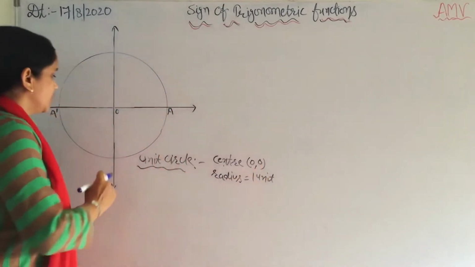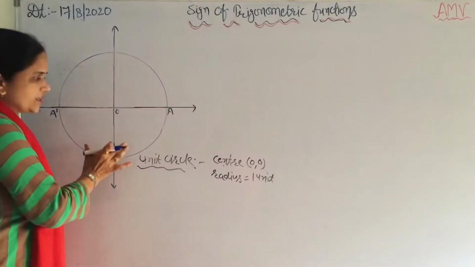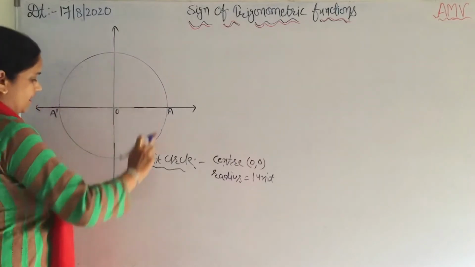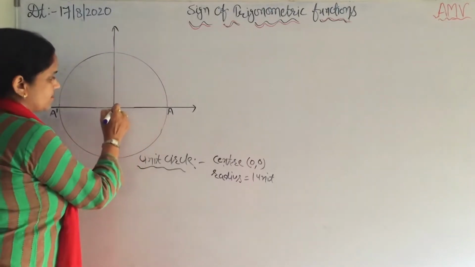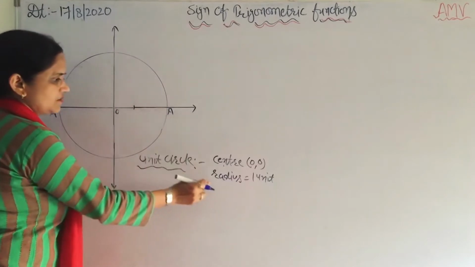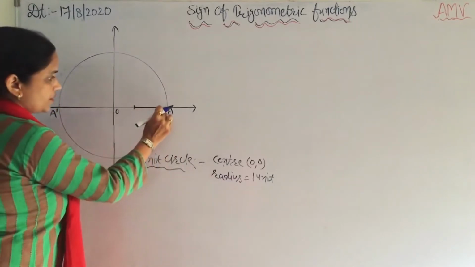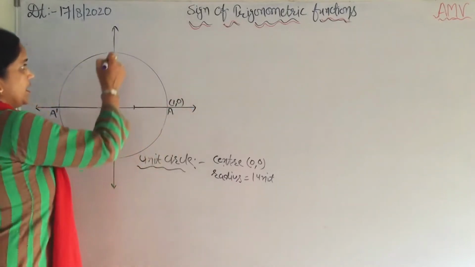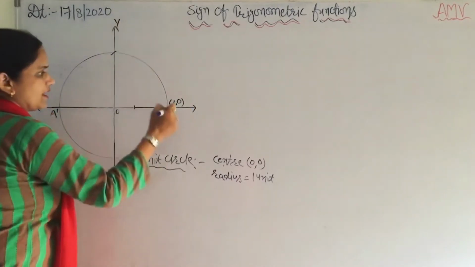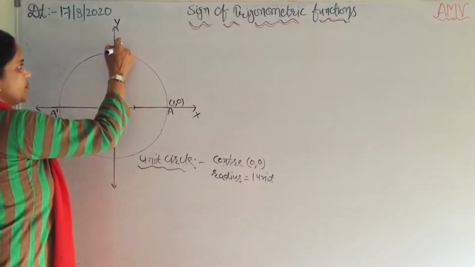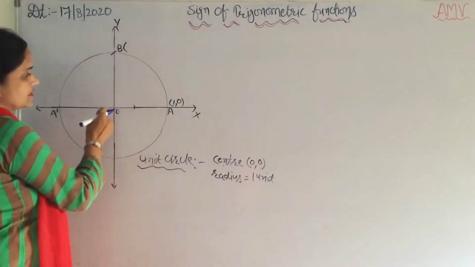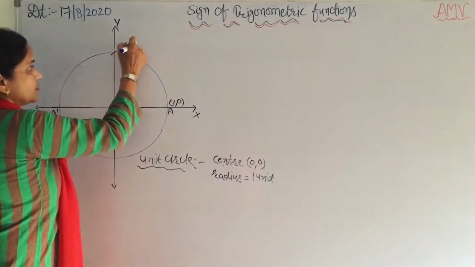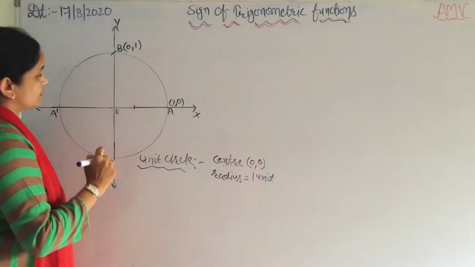Now see, it is a unit circle with origin, center O, and there is a point A. This distance is a 1 unit radius, so the coordinate of point A is (1, 0). And on the y-axis, there is point B. On the y-axis, the x coordinate is 0 and the y coordinate is 1. So it's (0, 1).